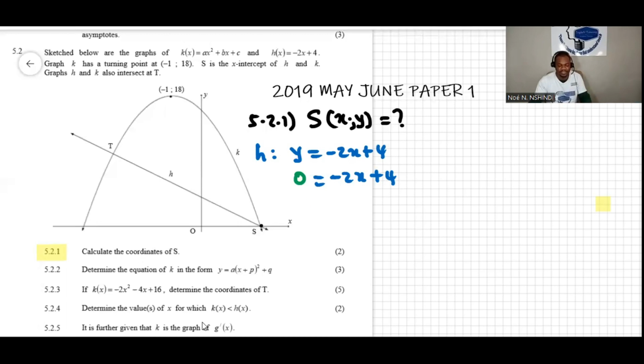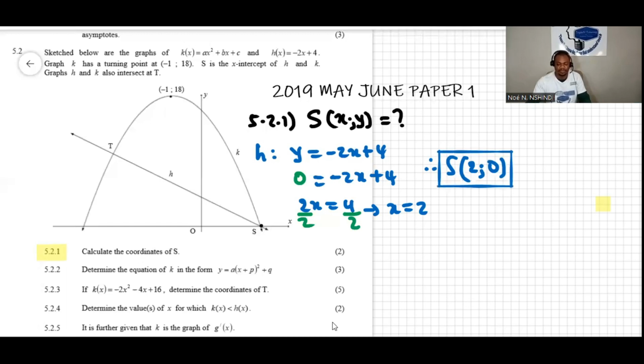I am going to move the -2x over. That makes 2x equal to 4. To find the value of x, we divide both sides by 2, and then we get x equal to 2. So therefore, the point S is the point (2, 0).